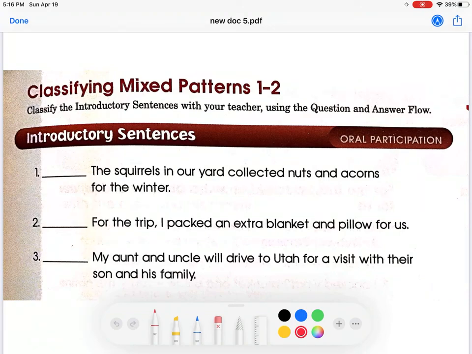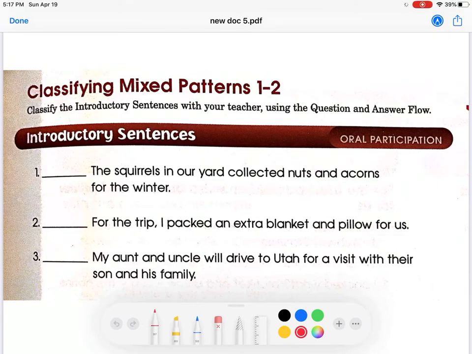This is your practice sentences from your book. This is mixing between patterns 1 and 2. And the reason why I wanted to make this video and have you watch it is so that you can see the difference between pattern 1 and 2 when they're mixed together like this. I think some of you are maybe having some issues prior, so hopefully this will help clear up a little bit of confusion.